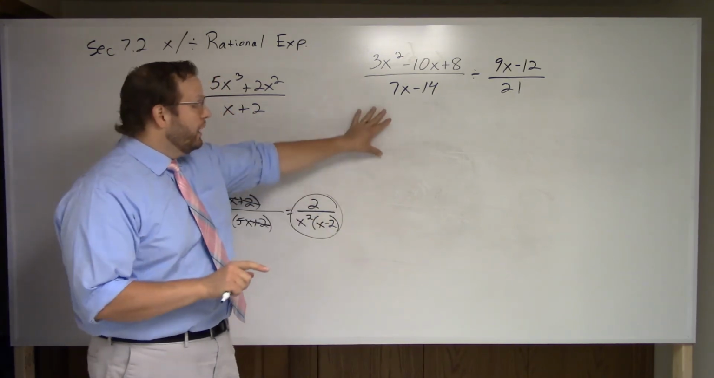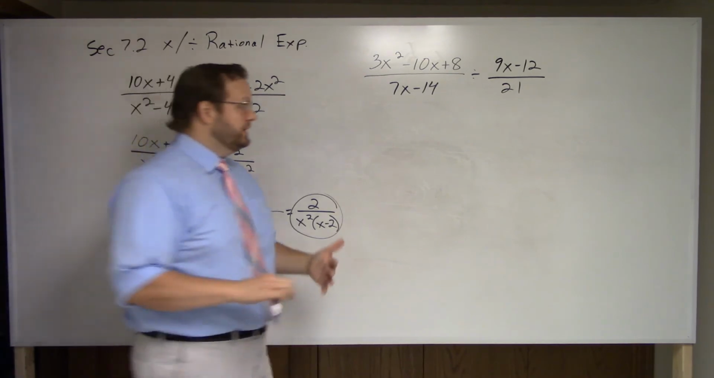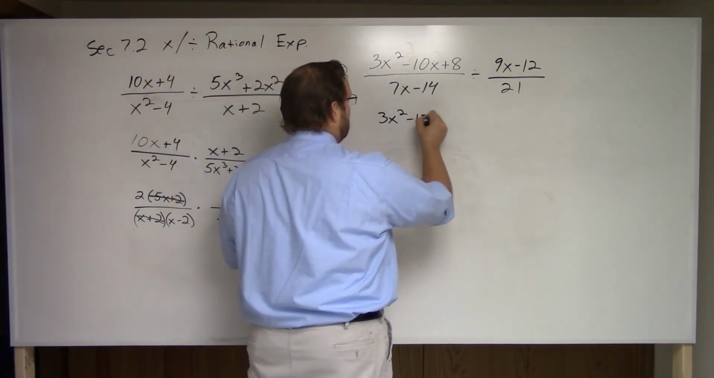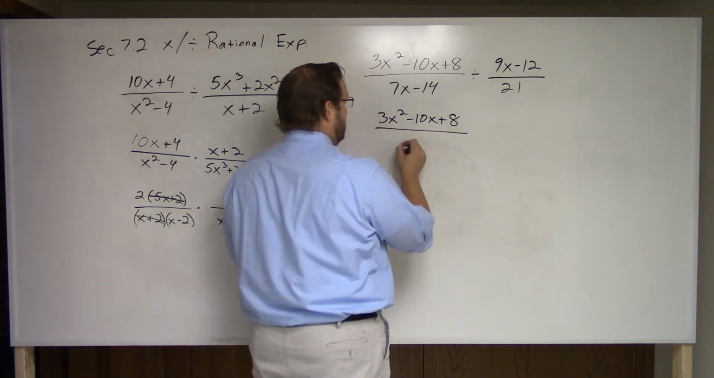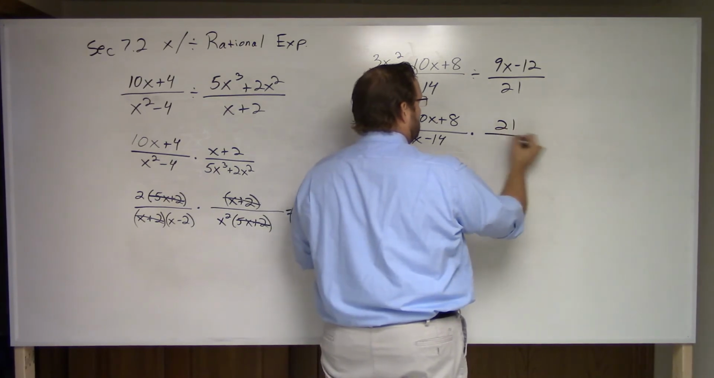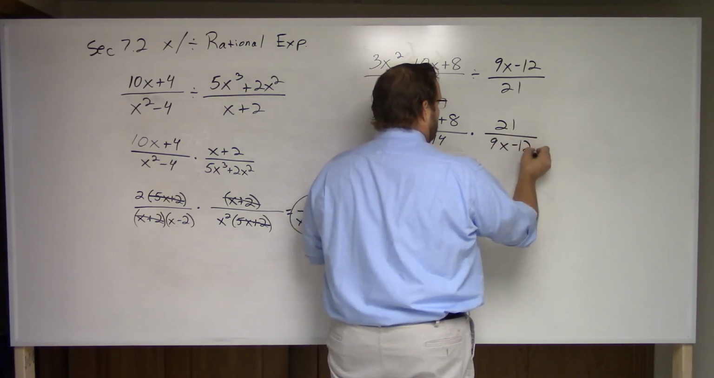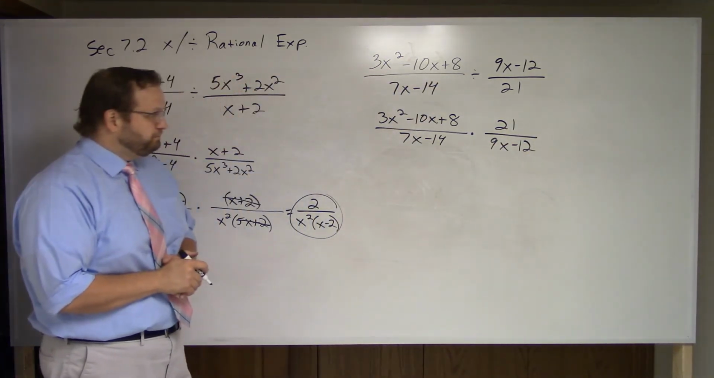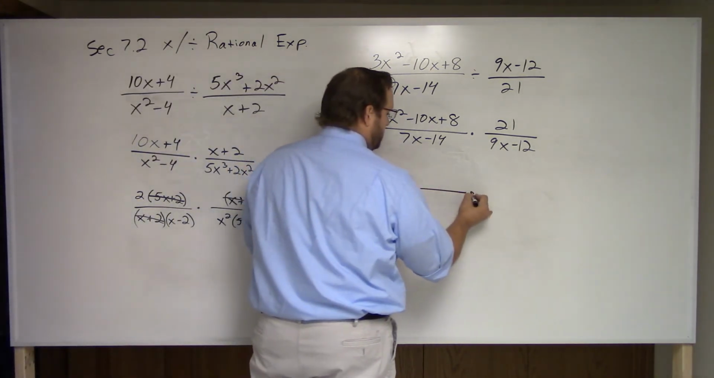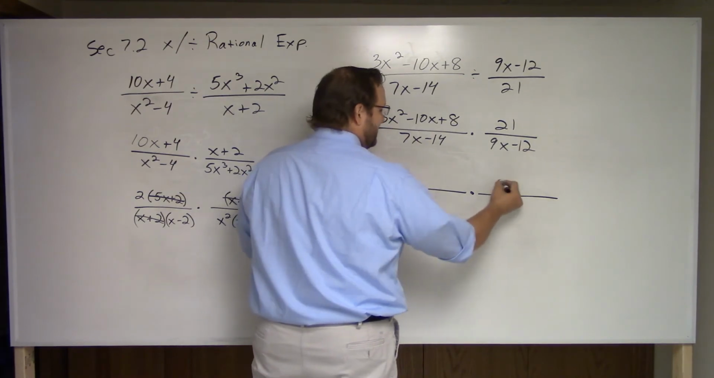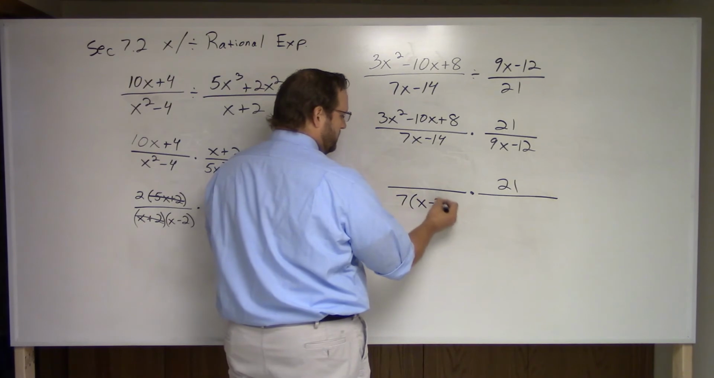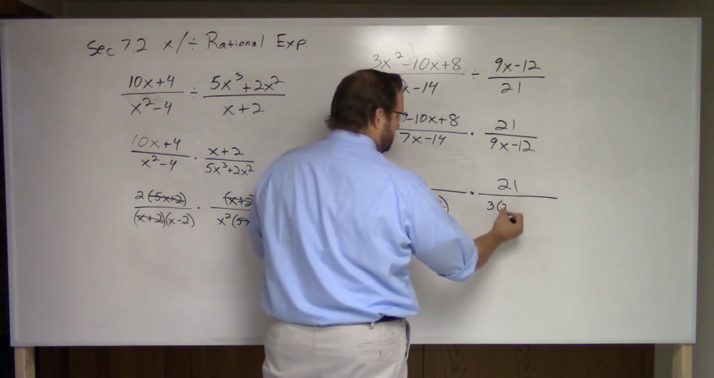Now, when we do this division, same as always, I'm going to first write this one down again, then multiply by that reciprocal. Okay? I then factor. Give yourself a place to go. This is just a 21. This takes a 7 out. This takes a 3 out.